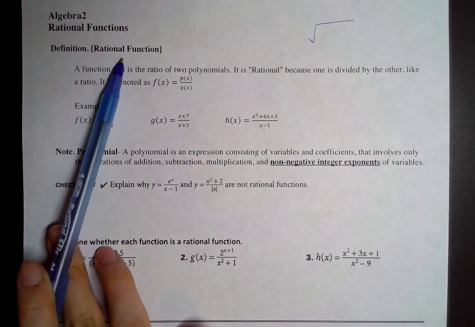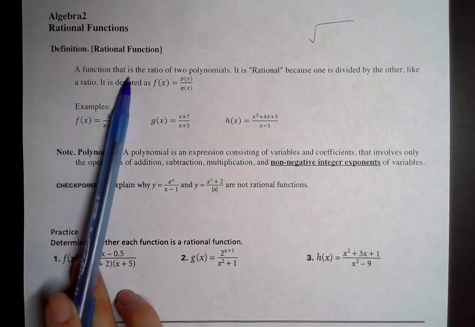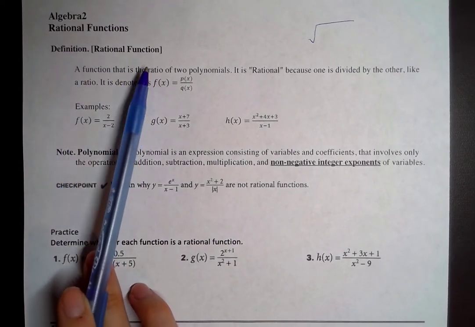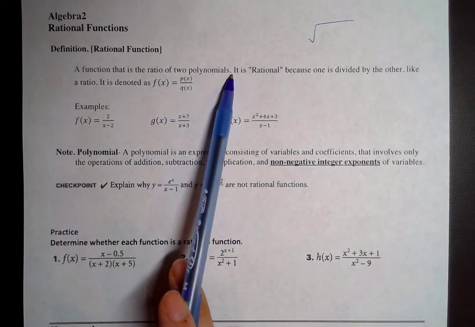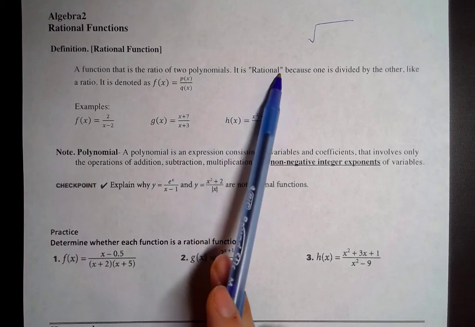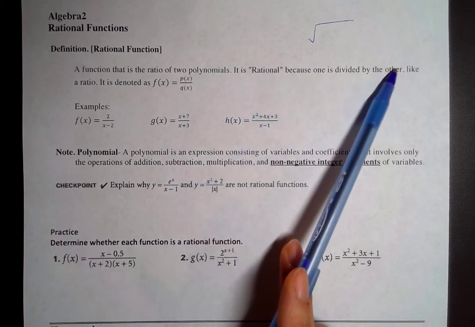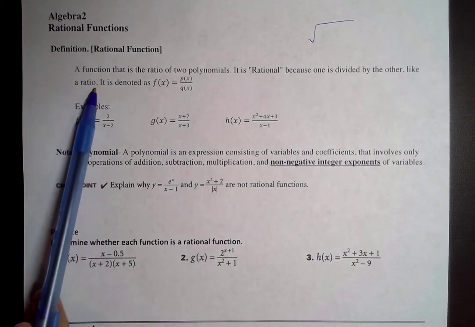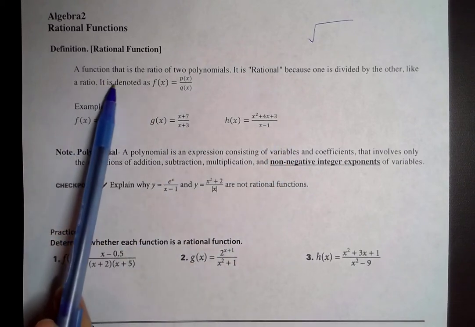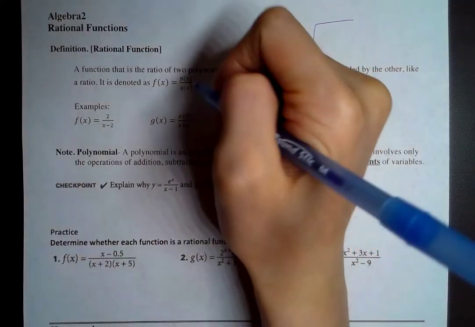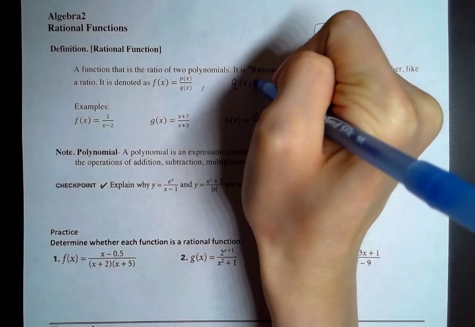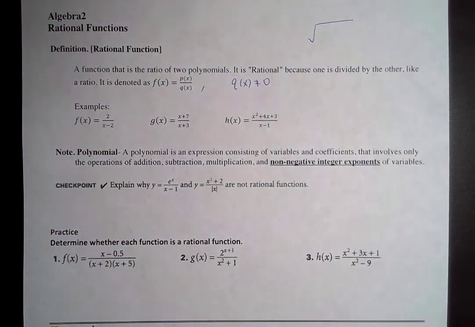So look at the definition, guys. A rational function is a function that is the ratio, which means fraction, or dividing, of two polynomials. It is rational because one is divided by the other, like a ratio. It is denoted as f of x equals p of x over q of x. Here, q of x cannot be 0 because in the denominator, you cannot have 0, right?